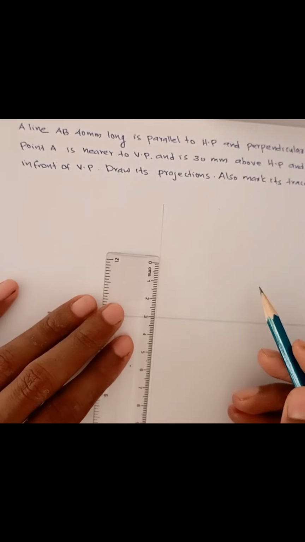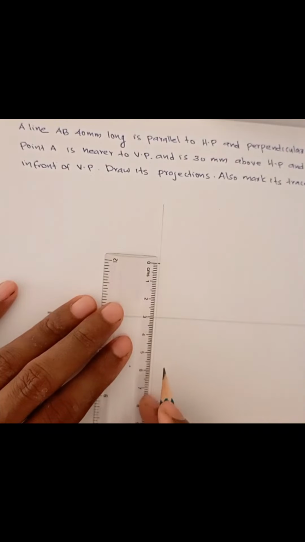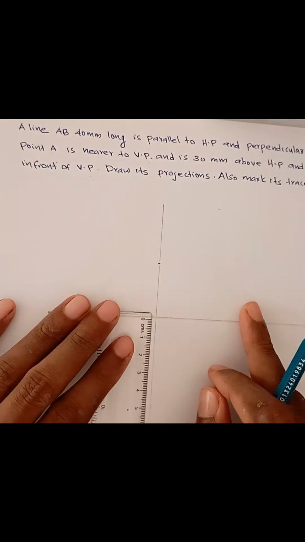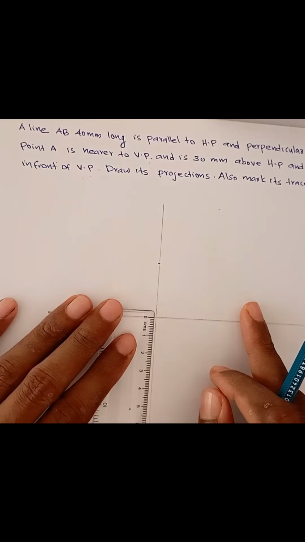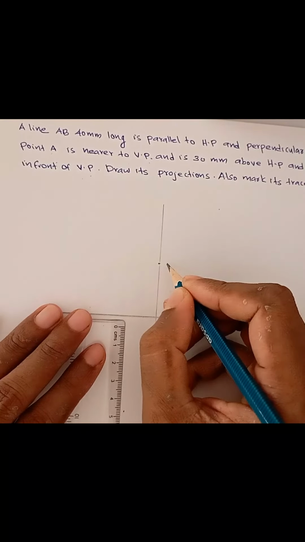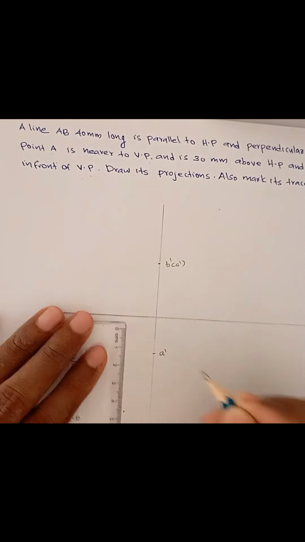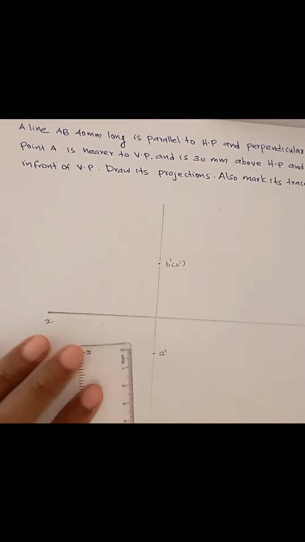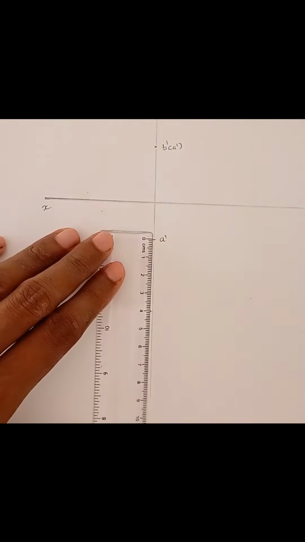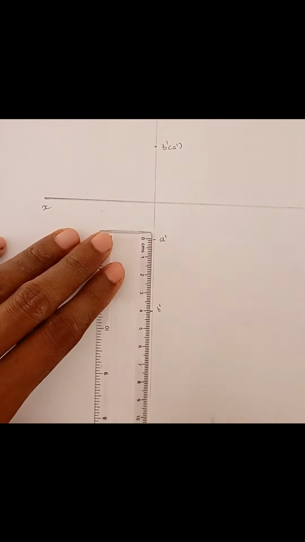This is 30 mm above HP, and 20 mm in front of VP. This is 20. Okay, this point is B dash, in the bracket A dash. And what is the length of the line? The length of the line is 40 mm, right? This is 40 mm.